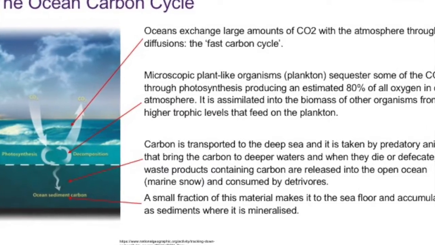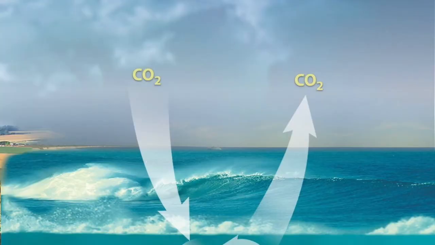This one starts at the surface, where carbon dioxide is absorbed and exchanged. This is called the fast carbon cycle because it occurs on a more rapid scale compared to the other ones that we will discuss. This one occurs due to the uptake of CO2 by phytoplankton, microscopic plant-like organisms, and these are the ones that actually pump into the atmosphere 80% of all the oxygen that is in the atmosphere.